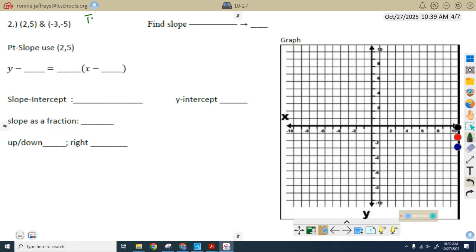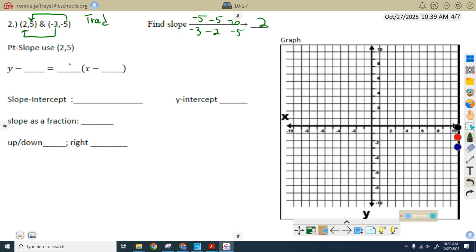So this one we're going to do the traditional method. So this is -5 minus 5. This is -3 minus 2, -10 over -5. All right, so we get 2.